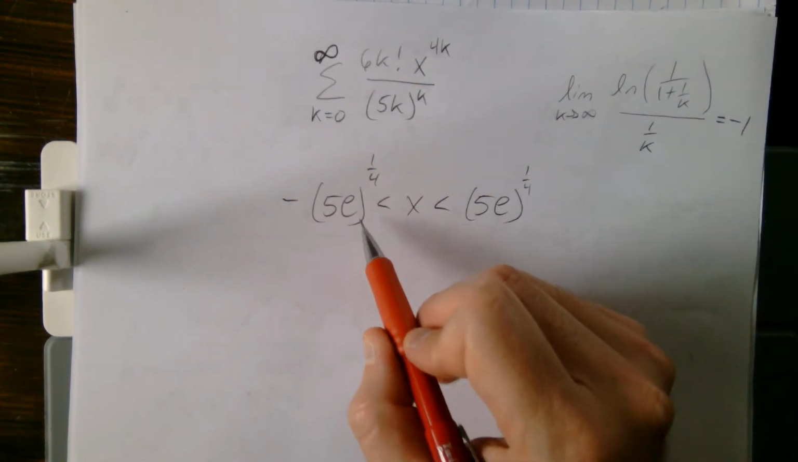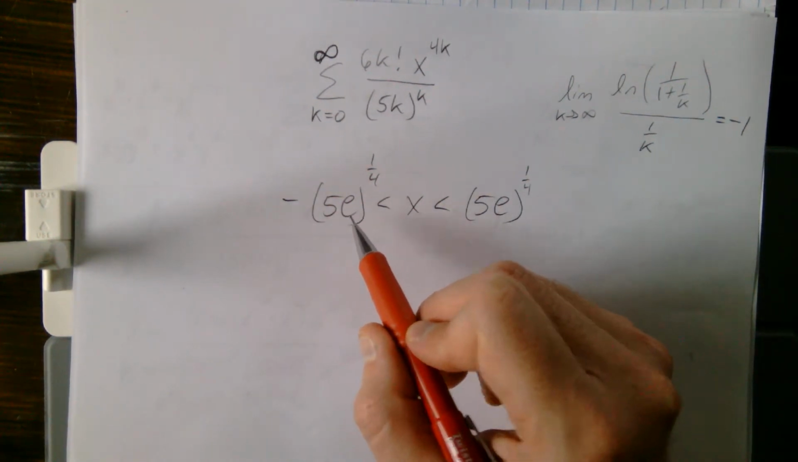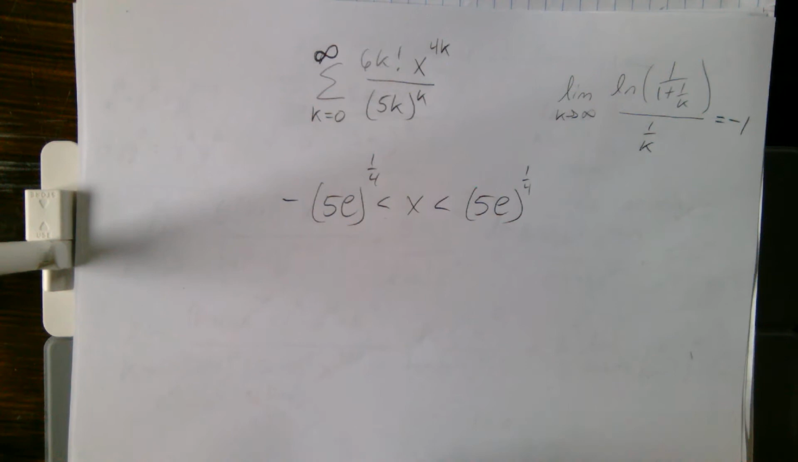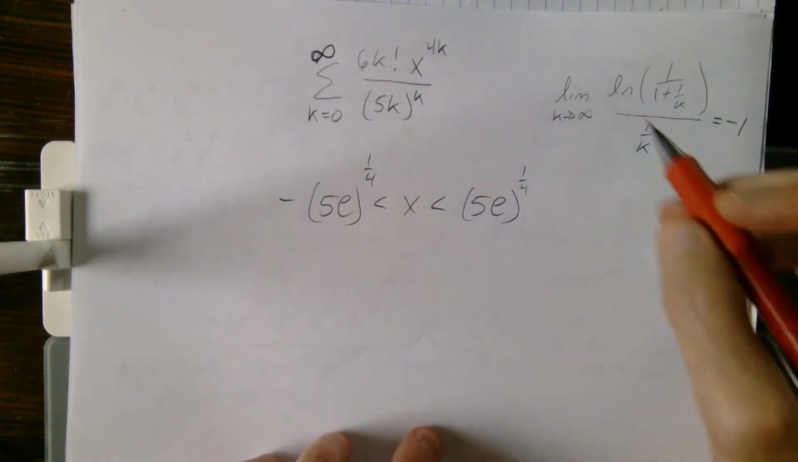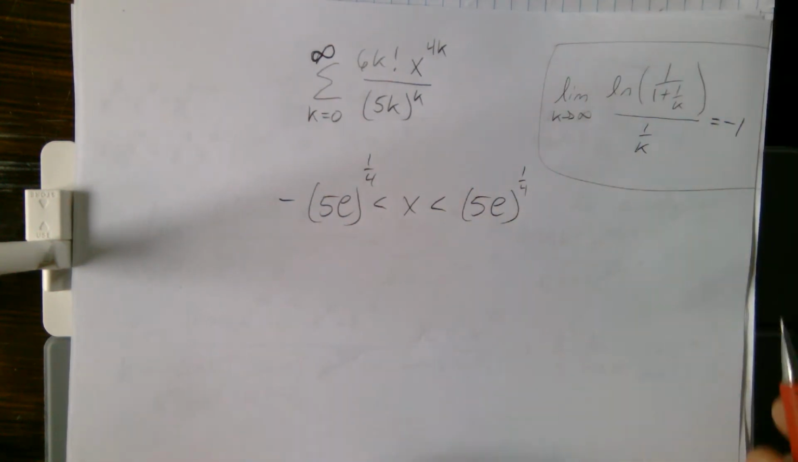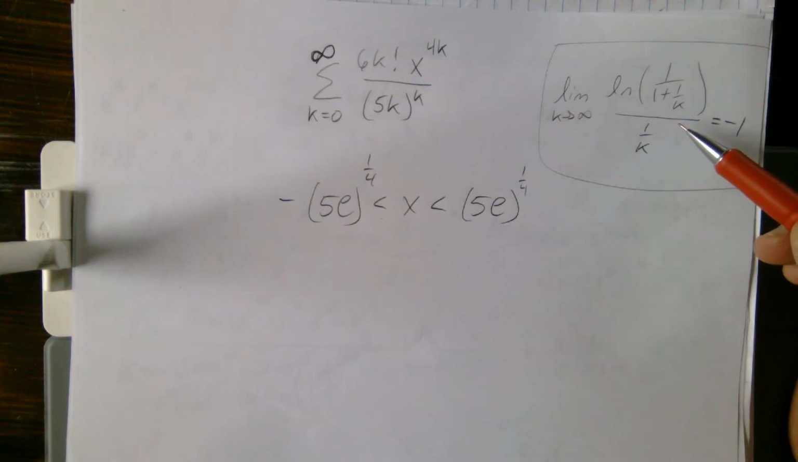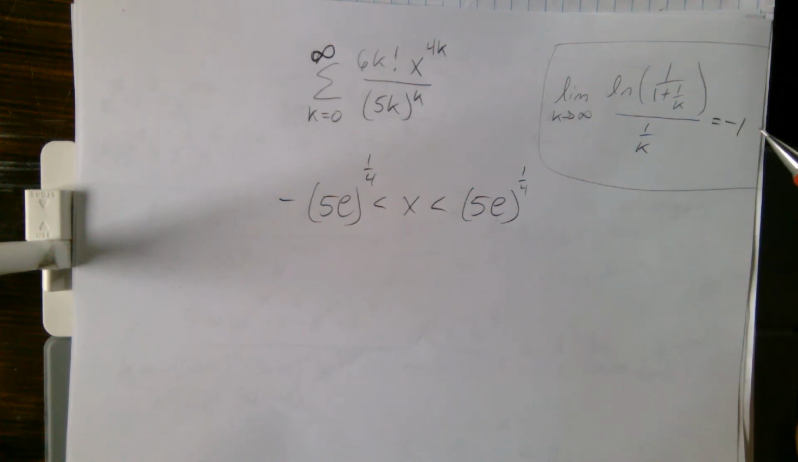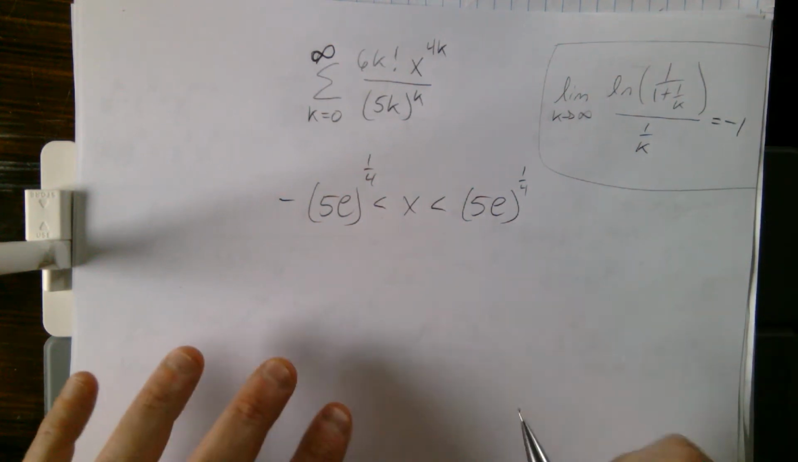Does this converge at the endpoints? It can converge at one or both or neither of the endpoints. So we need to determine that. And I wrote down a limit that we went through in the last video. We determined that the limit of this limit is equal to -1. That may come up again.